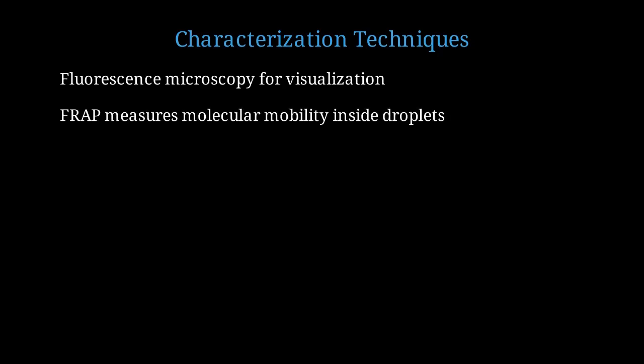Fluorescence microscopy with labeled proteins allows direct visualization of droplet formation, fusion, and internal dynamics. Fluorescence recovery after photobleaching measures how fast molecules move inside droplets, revealing viscosity and binding kinetics.